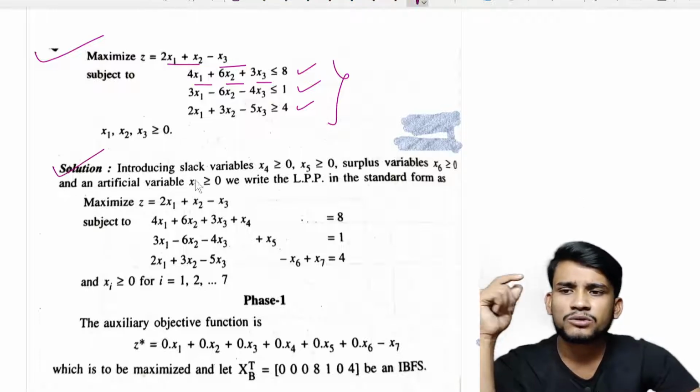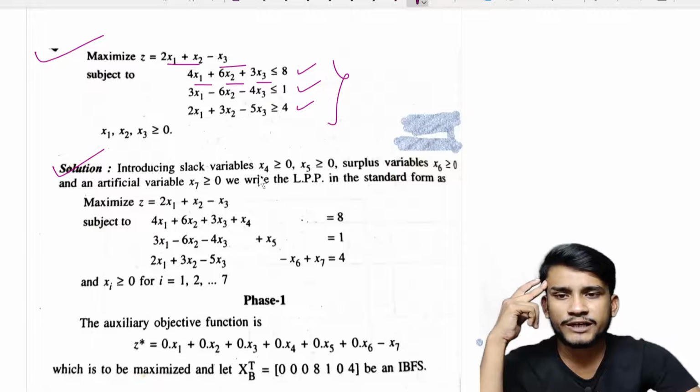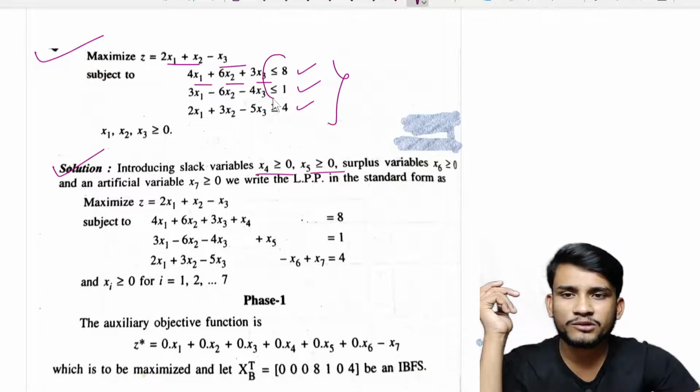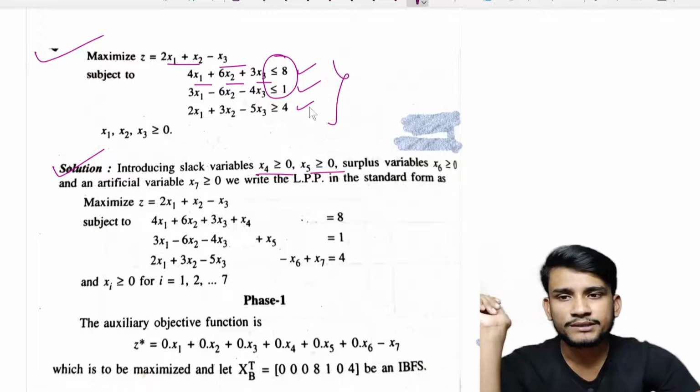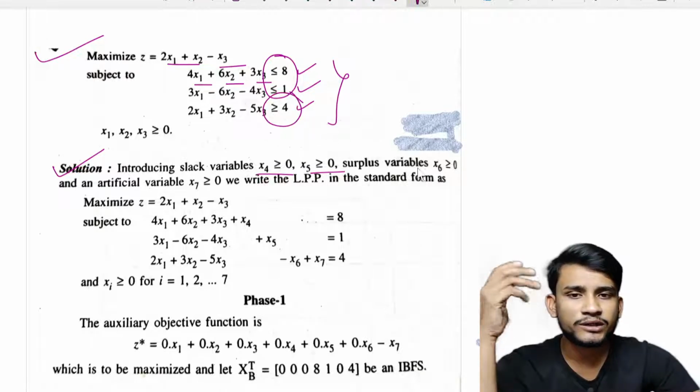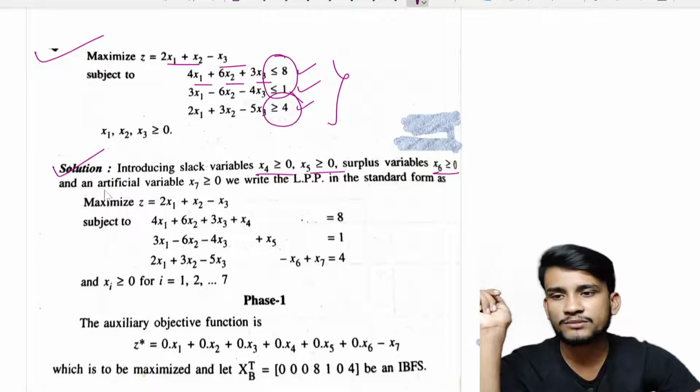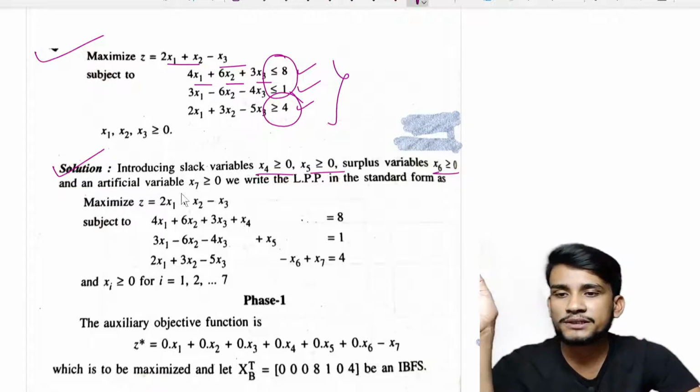Okay, so solution: introducing slack variables x4, x5 greater equal to 0. These two are less equal to type constraints, therefore here we need slack variables. This is a greater equal to type constraint, here we need a surplus variable. And to form the basis we need an artificial variable, which is x7 greater equal to 0.